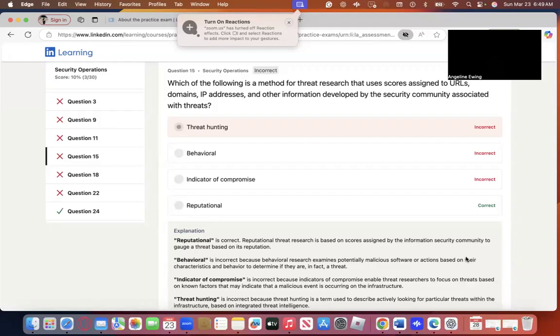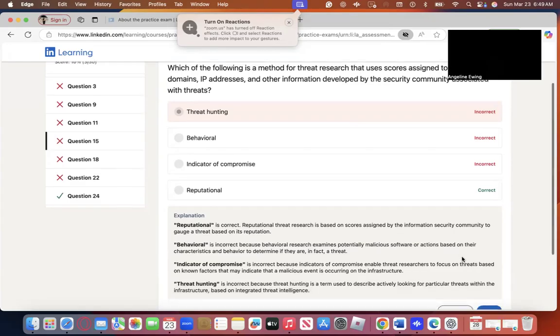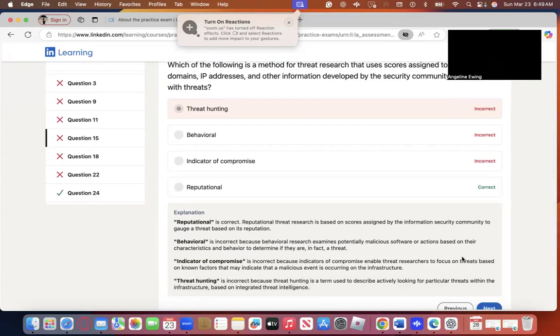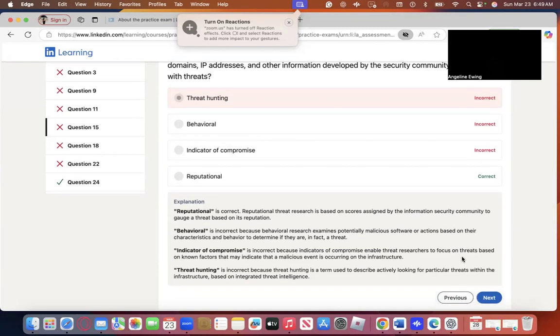Which of the following is a method for threat research that uses scores assigned to URLs, domains, IP addresses, and other information developed by the security community associated with threats? That would be reputational. Reputational threat research is based on scores assigned by the information security community to gauge a threat based on its reputation.